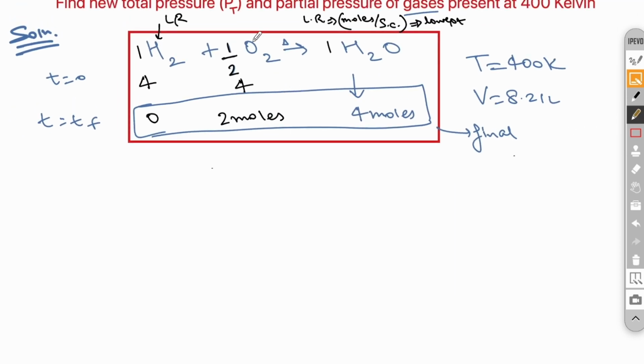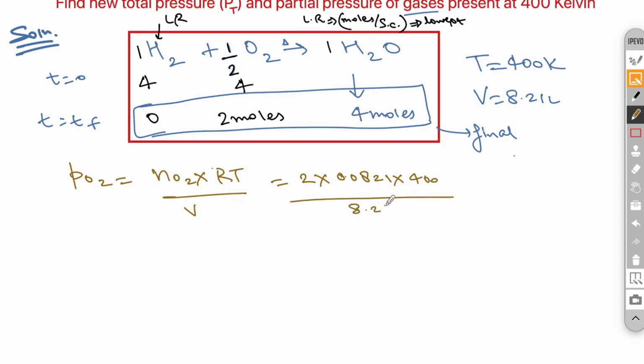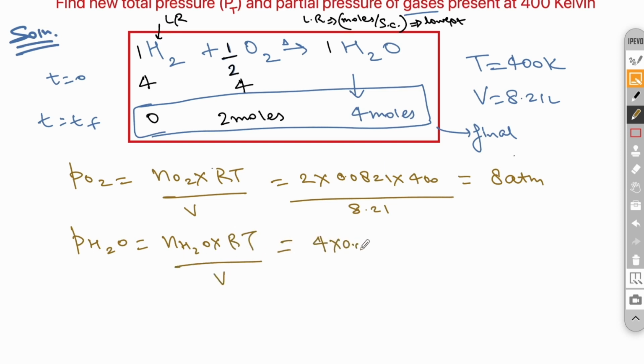So we have to determine the total pressure and partial pressure of gases at 400 Kelvin. So partial pressure of oxygen gas will be moles of oxygen multiplied by RT by V, that is 2 multiplied by 0.0821 multiplied by 400 divided by volume, that is 8.21. 8.21 and 8.21 will be cancelled out, we'll get 8 atm. Similarly, partial pressure of water here will be moles of water multiplied by RT divided by V, which is simply 4 multiplied by 0.0821 multiplied by 400 divided by 8.21, it will come out to be 16 atm. We got the partial pressure of both the gases.